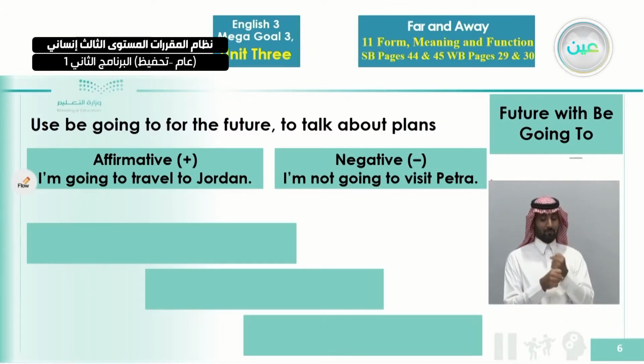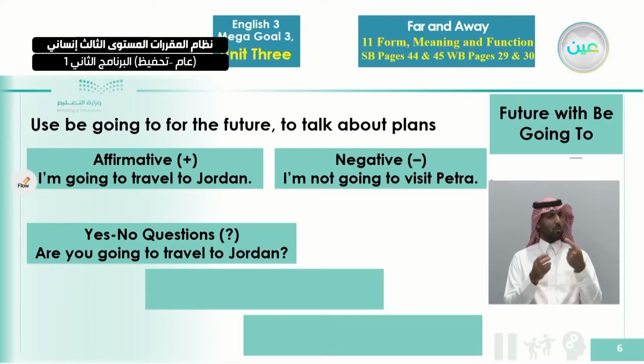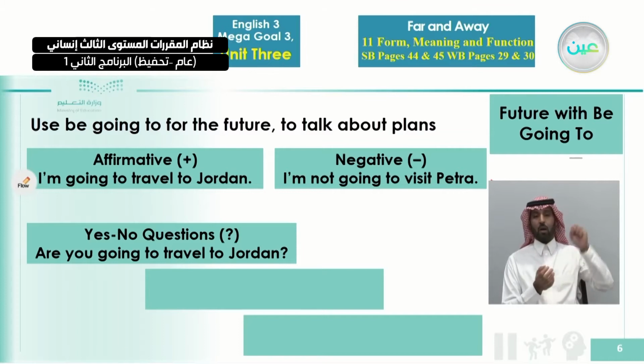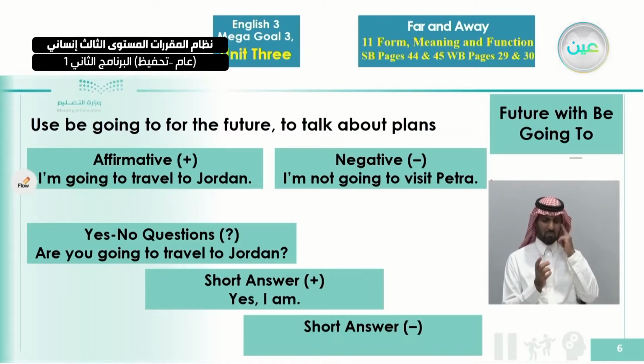Okay, and here another example for yes/no question. If you want to make it a yes/no question, you just exchange the place of the subject with the verb. Like here, the sentence mainly is you are going to travel to Jordan. So if you want to make it a question, are you going to travel to Jordan? The short answer, positive short answer, you say yes I am. The negative answer, you say no I am not.